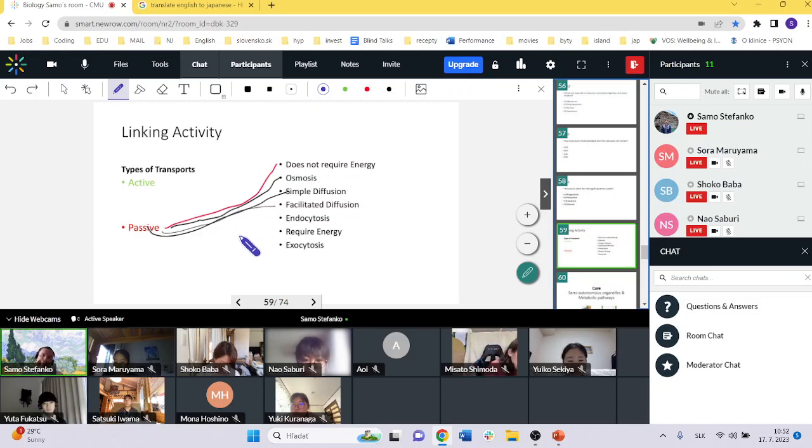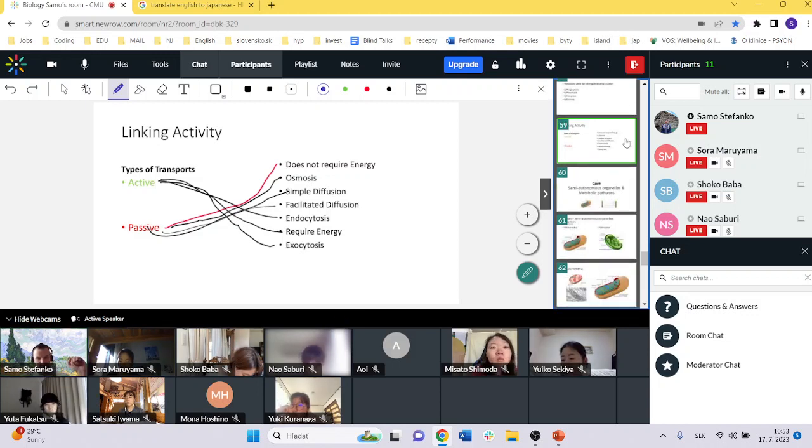What about endocytosis? Active. Perfect. Now, can you link it? Okay. Require energy. Active. Very well. Can you link it, please, Sora, as well? And exocytosis. Active. Very well. Please link it, Choco, as well. Great. Very well handled, very well done so far.